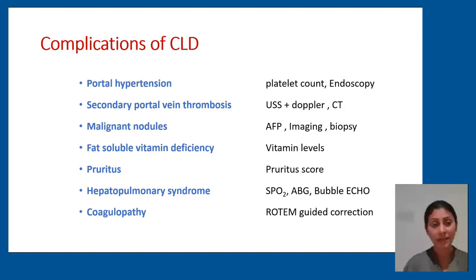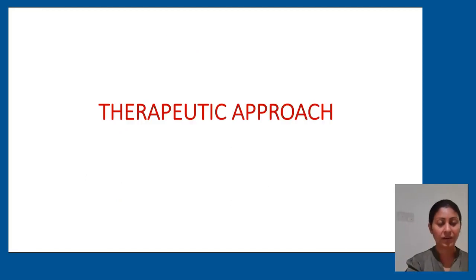Hepatopulmonary syndrome, a unique complication we see mainly in children with biliary atresia. That's very important because that itself would become an indication for liver transplantation. And coagulopathy. We'll discuss these complications in next slides.